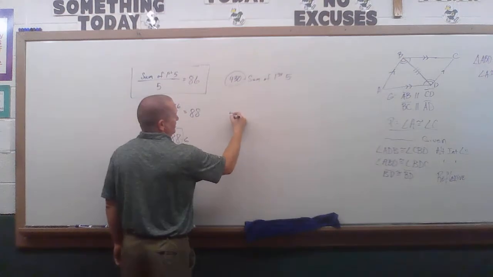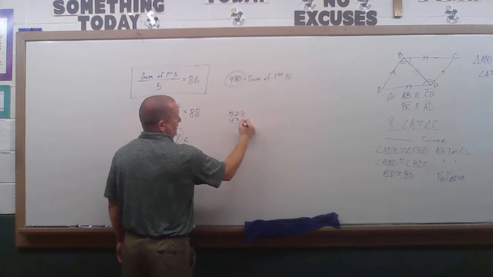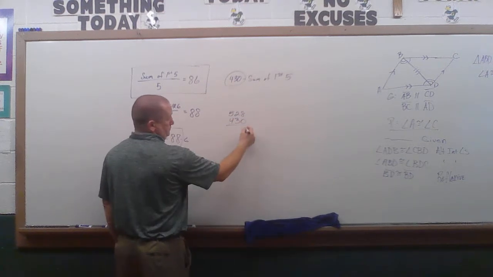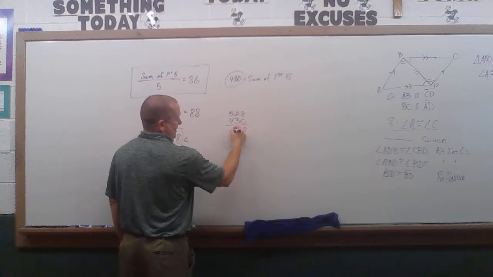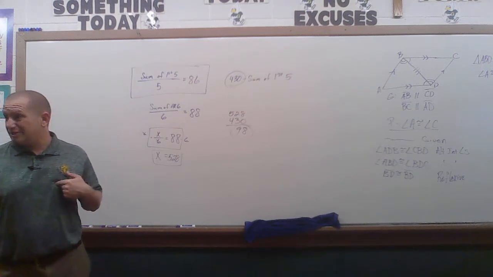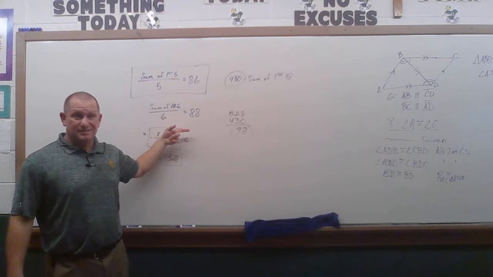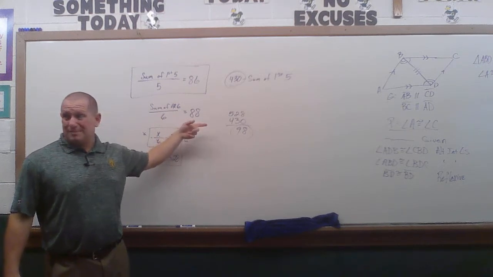Subtract it. If I take 528 minus 430, what do I get? What number? 98. Thanks. 98. And what's 98 mean? That's the lowest. Oh. That's the lowest score that I possibly could get if I wanted to move it from an 86 to an 88. So does that make sense?